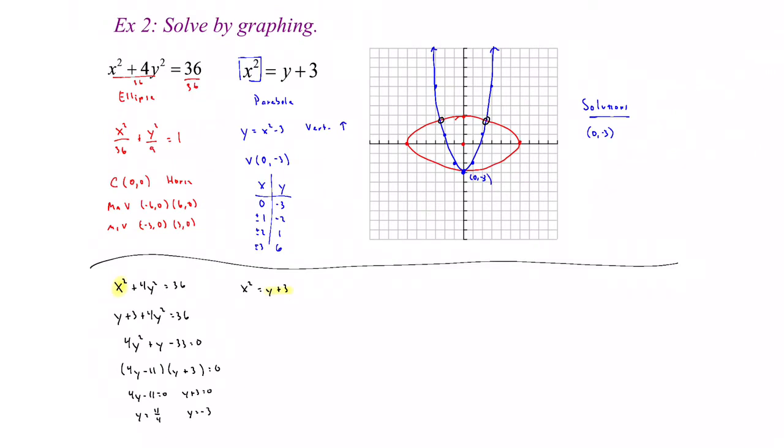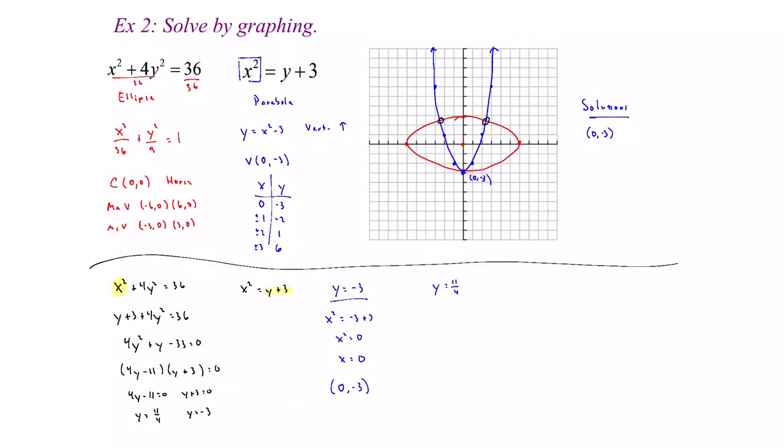So now we have to substitute in to find the x value. So we'll start with y equals negative 3. Plug that back into one of your 2 equations. I'll go ahead and plug it back into the parabola. x squared is equal to negative 3 plus 3. So x squared is equal to 0. So when you take the square root, you just get one answer. So that's when 0 and negative 3, that was the one that we found earlier on the bottom of the ellipse in the parabola there. And then now we also have y equals 11 fourths.